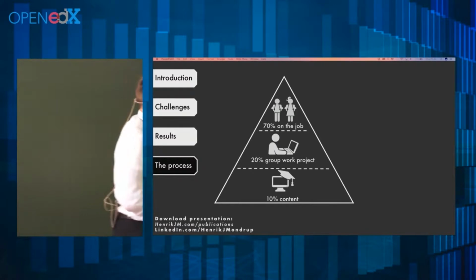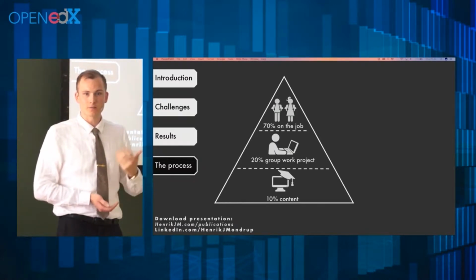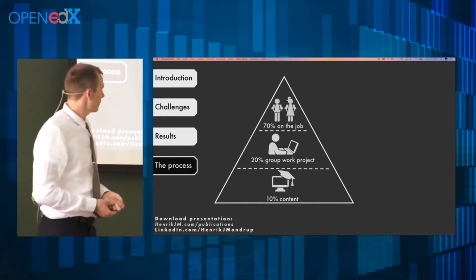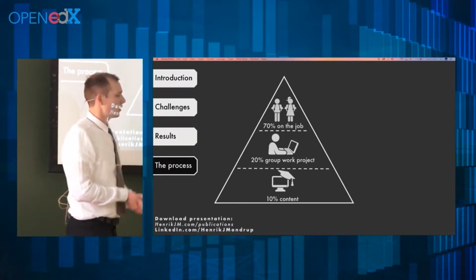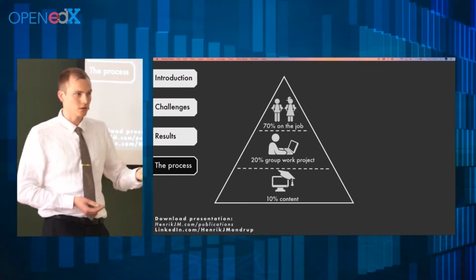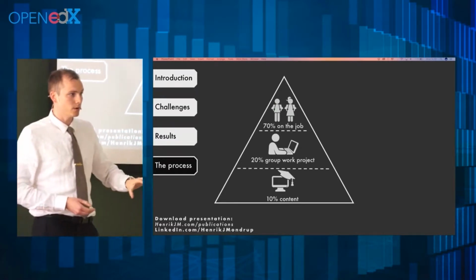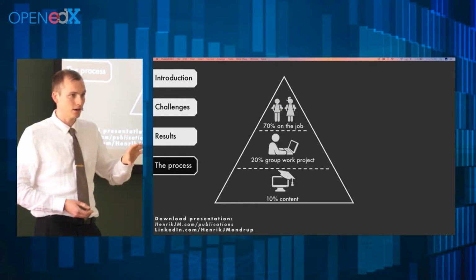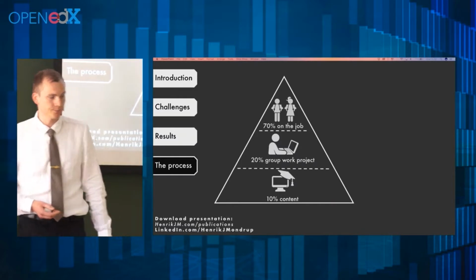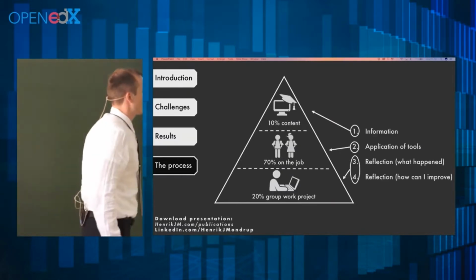With 10% of a training experience coming through content, like information. There could be videos in a MOOC, or reading a PDF. 20% on group work, group project work, discussing with colleagues or peers. And then 70% of the learning experience on the job, with the learners applying the tools and theory in practice, getting real hands-on experience.